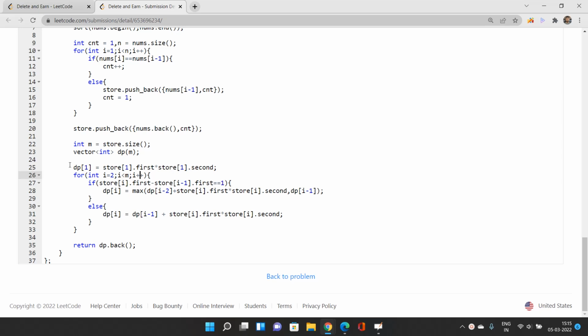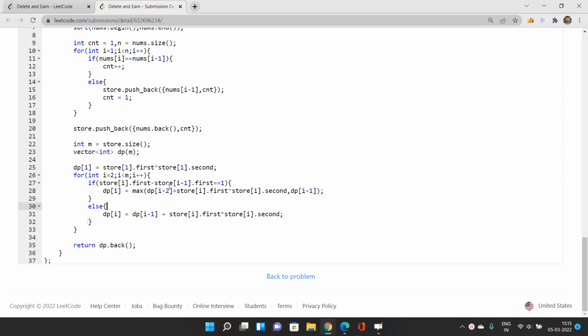So dp[1] will be the only one pair you can choose, that is its element into its frequency. For the rest of the cases, if the difference is exactly 1, so if you choose the current element, then you go for dp[i minus 2] plus the points you get from choosing the current element. Otherwise, if you don't choose it, then you go with dp[i minus 1].